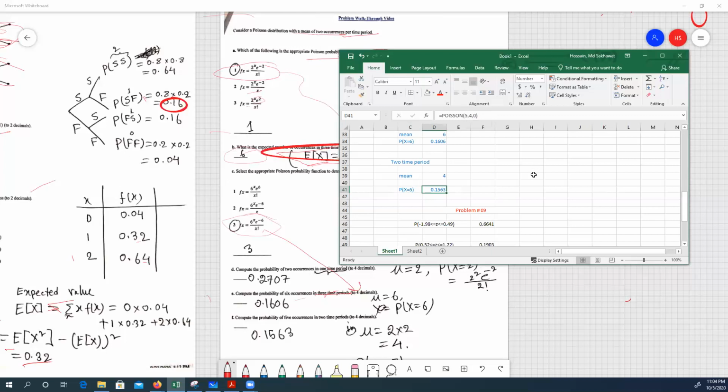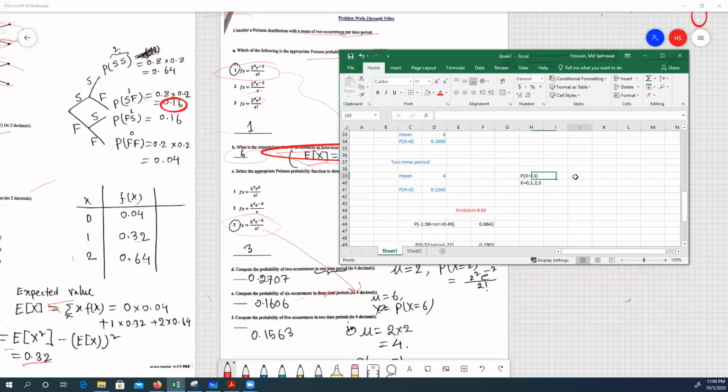Now, if you are asked to find the probability of at most 5 occurrences or at most 3 occurrences, then how can we find the probability? At most 3 means the maximum occurrences could be 3. That means actually we are looking for the probability of x less than or equal to 3. The maximum occurrence could be 3. That means the possible values of x will be 0, 1, 2, 3. So in this case, this is actually cumulative probability, right?